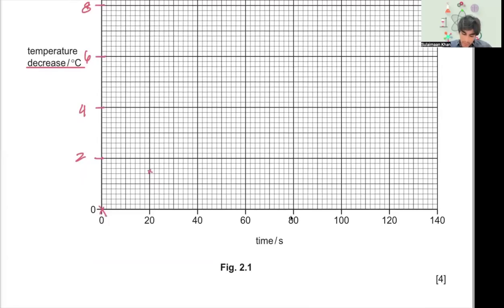Sir, how do you know it's 0.2 difference? Because 10 boxes represent 2 degree difference. So if you have one box, it would represent x. X is equal to 2 divided by 10, and that's 0.2. That's how I know.